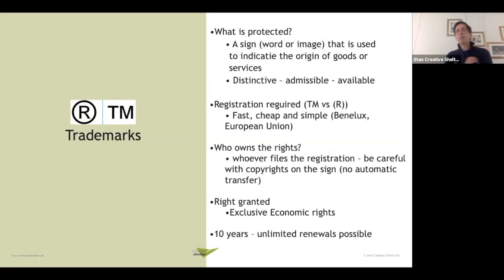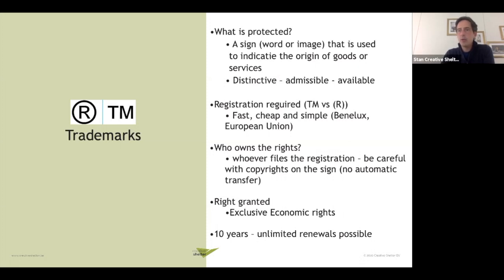Another really important one is trademarks. I've put here above the trademarks the R with a circle and the TM. I will explain, this is important. This is really something that happens in the US, and there are a lot of misunderstandings about this. So I'll explain. So what do we protect here?